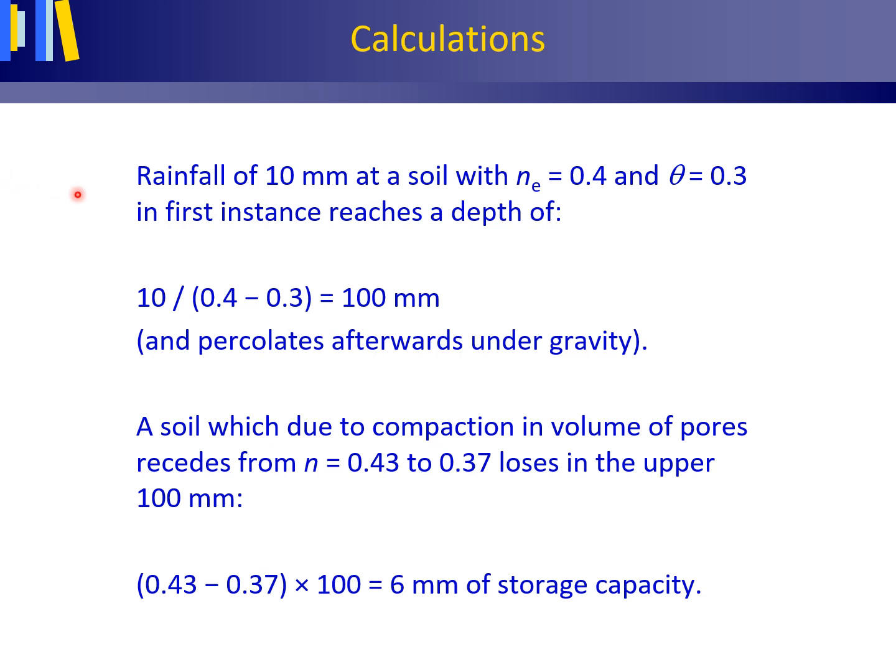When 10 mm of rain enters a soil with an effective porosity Ne of 0.4 and a volumetric moisture content of 0.3, there is 0.4 minus 0.3 is 0.1 pore space available, and the water will in first instance reach a depth of 10 divided by this 0.1 is 100 mm. The infiltration volume flux density, or infiltration rate, equals 10 mm per the time of infiltration, whereas the effective velocity equals 100 mm per the time of infiltration.